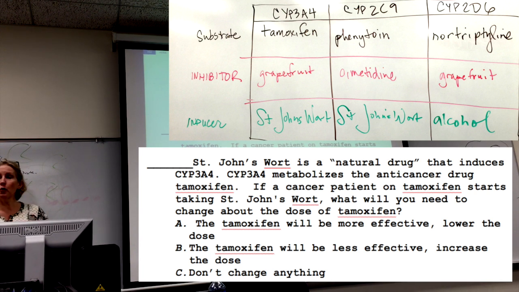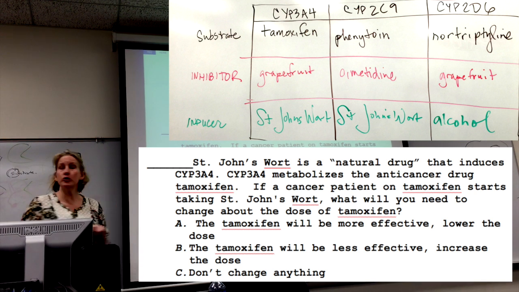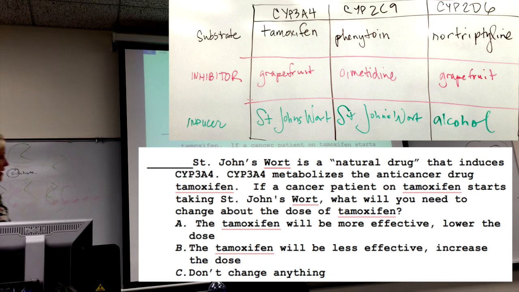That is often used for mild depression. It's been through clinical trials. It definitely works. But this is a natural drug that is an inducer of CYP3A4. So if I look at my little chart here, I can see that St. John's wort induces CYP3A4. It also induces CYP2C9. It actually induces a lot of enzymes, lots of problems with drug interactions.